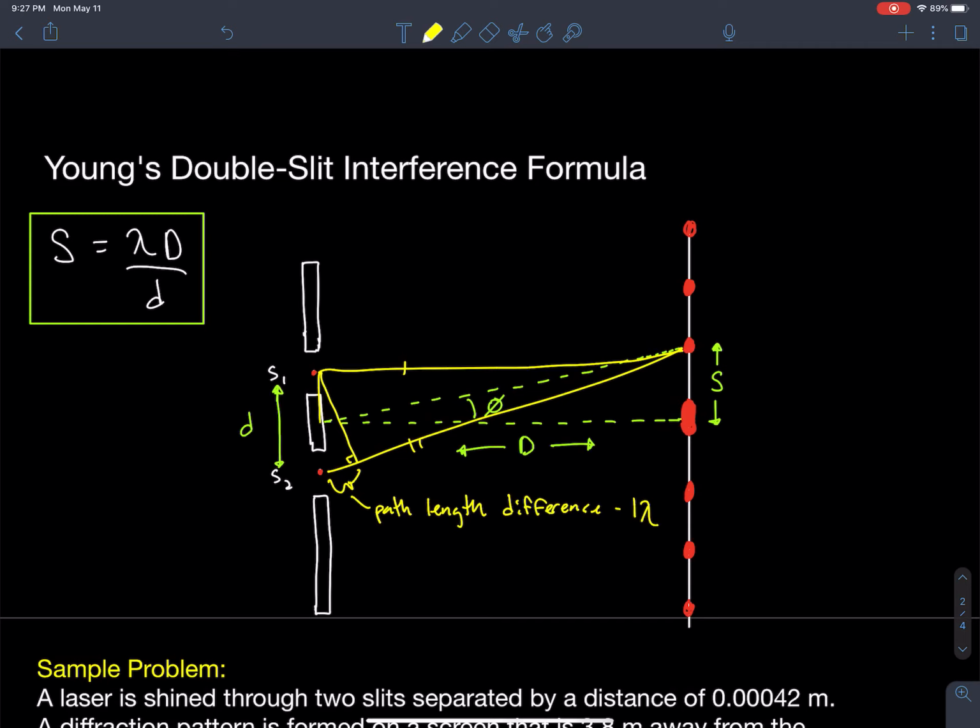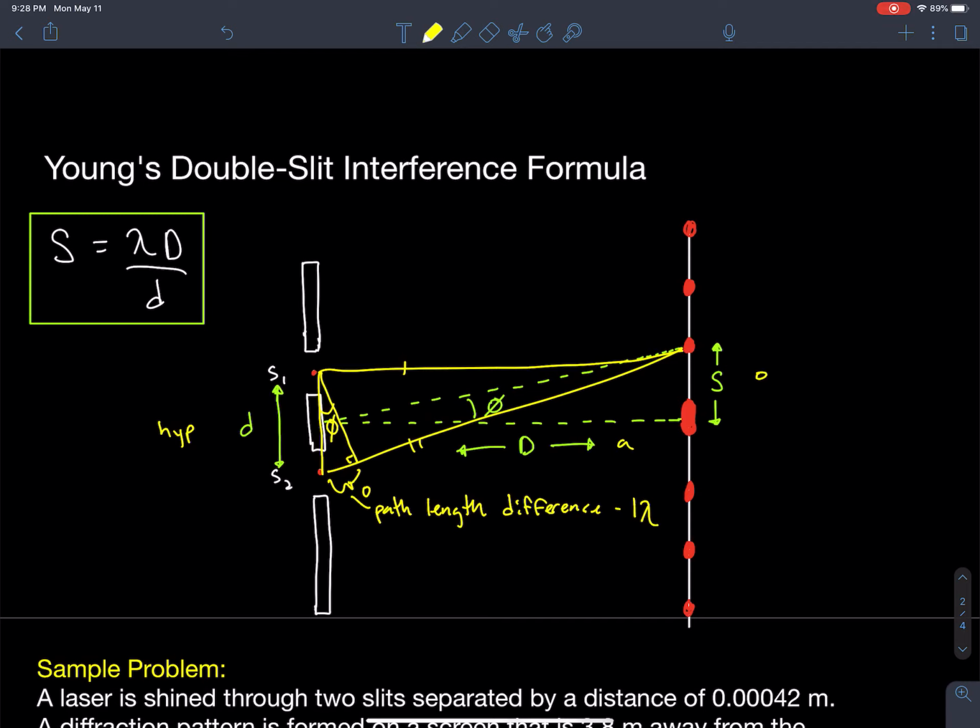Okay, and I can draw another triangle over here, and that angle is there. Now, if the distance to the screen is greater than 1,000 times the distance between the slits, which is usually the case, you can imagine that this green triangle is similar to that yellow triangle. Okay, so they're exactly the same. In this case, this is my hypotenuse, and this is my opposite. In this case, this is my opposite, and this is my adjacent.